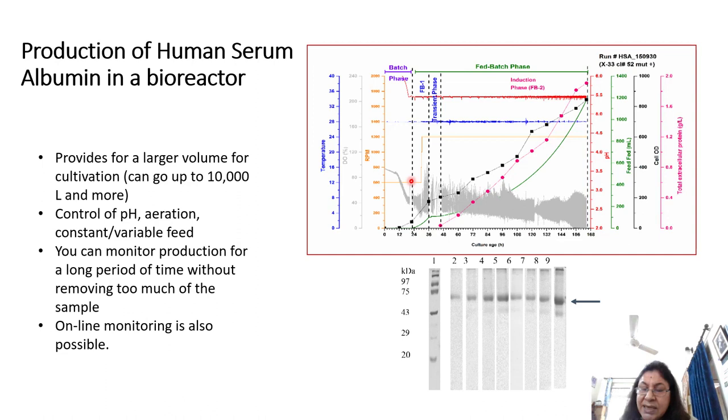That means the cells are not using oxygen anymore because there is no substrate available. At this point of time, we start a second phase in a bioreactor, which is called fed batch 1, in which glycerol is now added into the medium.